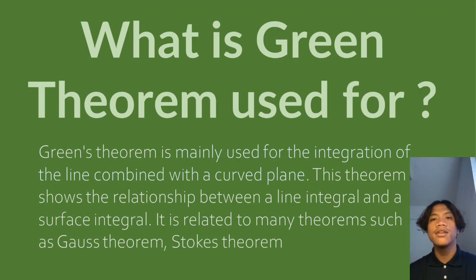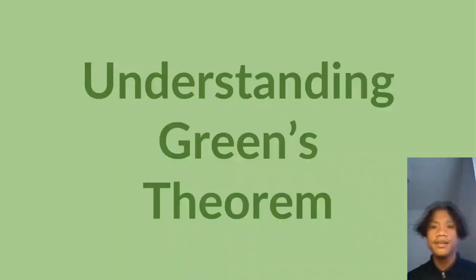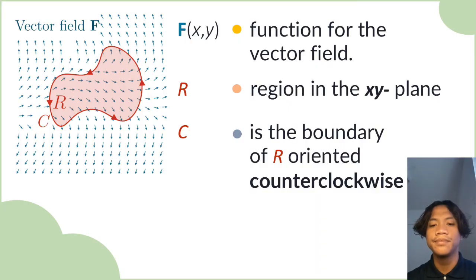Green theorem is mainly used for the integration of the line combined with a curved plane. This theorem shows the relationship between a line integral and a surface integral. It is related to many theorems such as Gauss theorem and Stokes theorem. Okay, next I'm going to explain how to understand the Green theorem.